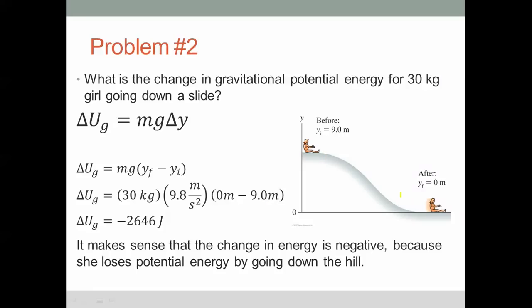Now it makes sense that this is a negative number because she's gone from a height of 9 meters down to 0. She has lost her potential, her stored energy. So her change is going to be negative. Her energy has gone down.